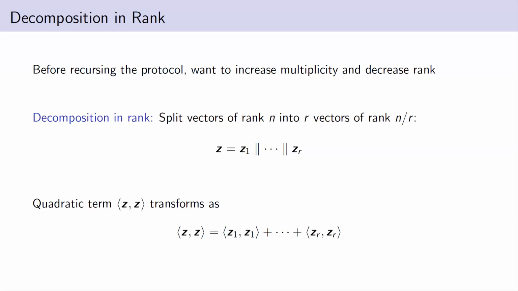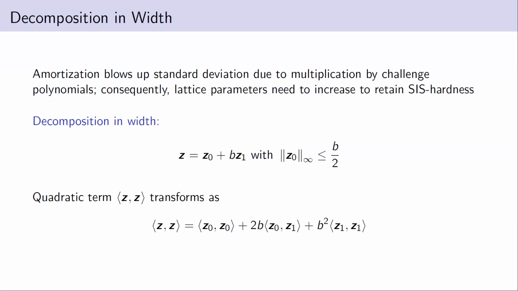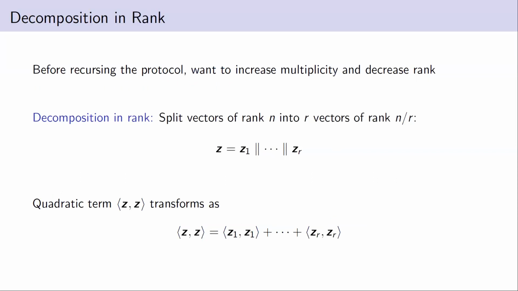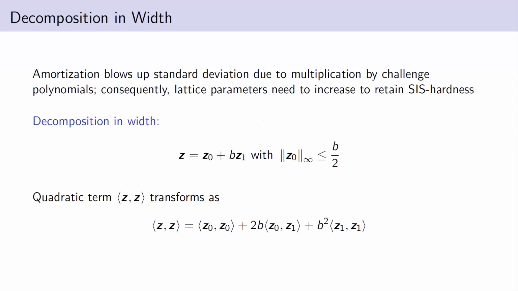And now, in order to recurse this protocol, after each step we want to increase the multiplicity so that the next iteration is effective. And there are two techniques for this. The first is just decomposition in rank. So we split the z into parts z_1 to z_r to get many of them, but that have smaller rank. And then one can easily check that the dot product constraint and the statement all transform in a nice way.